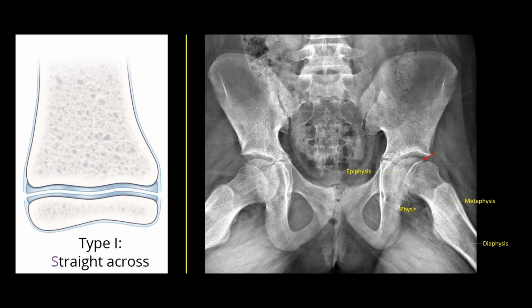Here's an example of a Salter-Harris type 1 fracture, and one you might also recognize as a slipped capital femoral epiphysis, or a SCFE. And we can see that there is this fracture running along the physis, with the epiphysis sitting medial to the metaphysis, and no fracture involving either the epiphysis or the metaphysis. These type 1 fractures often will have a visibly displaced epiphysis, as is the case here, or will show a widening of the physis.